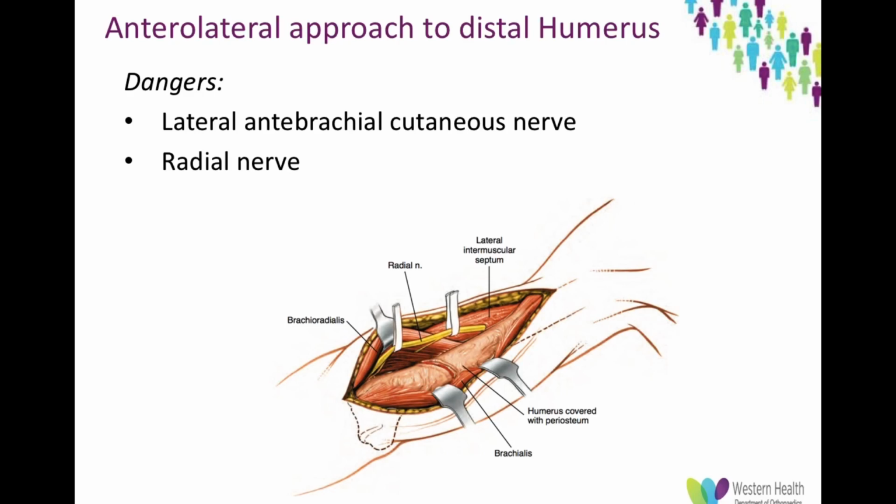So the dangers of this approach include the radial nerve, as we said, which is important to trace from the elbow level proximally, and the lateral antebrachial cutaneous nerve, which can be injured with the retractors when you're retracting your biceps medially.